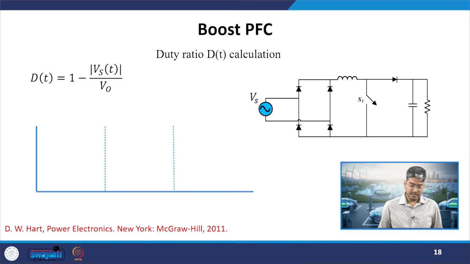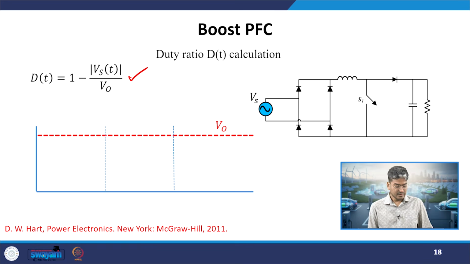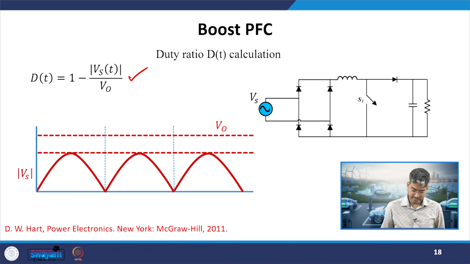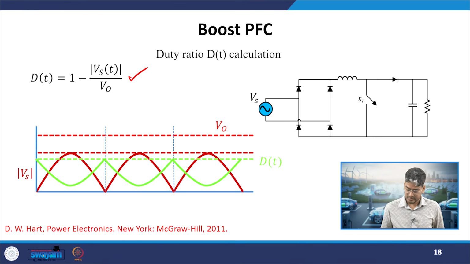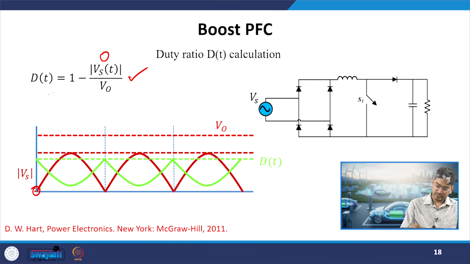Now, let us see what will be the variation in the duty ratio over a cycle, assuming we require the output voltage to be constant. So, this is mod of Vs, and this will be my duty ratio. If you see near the zero crossing, where the supply voltage is 0, suppose I replace it with 0, what will be my duty ratio? It will become equal to 1.